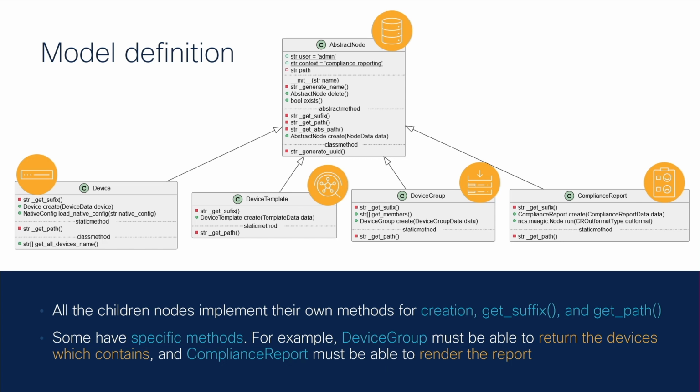So here you can see the hierarchy of the current state of our models. Each of the models represents a node, and those nodes inherit from the parent class. So we have the device, we have the device template, and you can see it's basically the steps, more or less, that we have to go through in order to create a compliance report. But each one of those has its own specific logic. So for example, for the device group, if we want to check how many devices there are in the device group, we have to create a method in order to get that information. But it won't be necessary for the device or for the other nodes. So it will be a method that will be placed on the child classes.